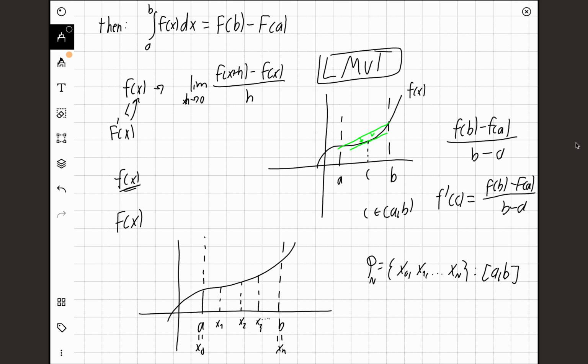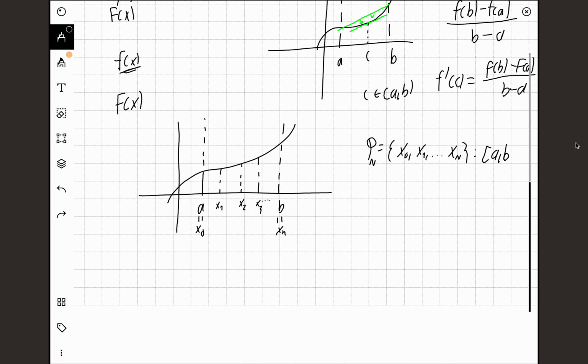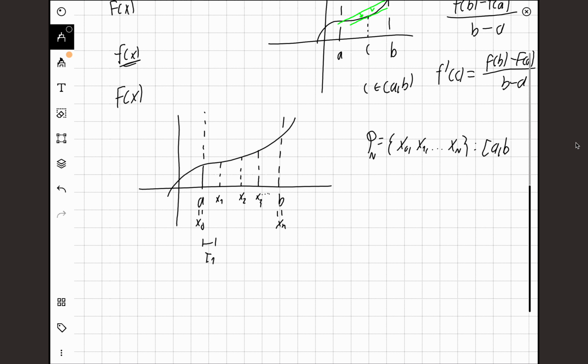And of course, I can make my partition bigger. If I make n equal to 1,000,000, then I can make 1,000,000 such lines in between A and B. So I have 1,000,000 of these x's, and I just make a different partition. Then I can apply Lagrange's mean value theorem to each interval. Here we have the interval I1, here the interval I2, and the final one is the interval IN, and all these intervals are exactly the same size.